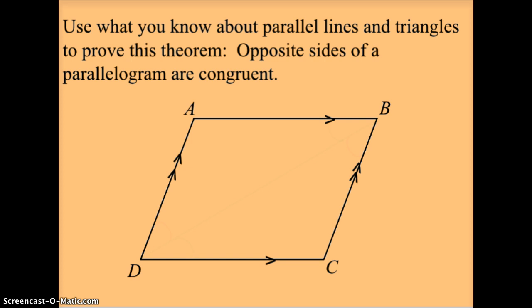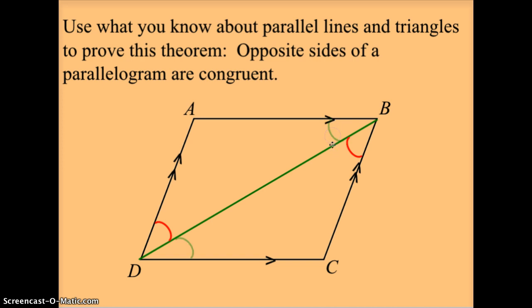If I take the parallelogram and I draw a diagonal, I have now created two triangles. If I can prove them congruent, then I can prove through CPCTC that the opposite sides of the parallelogram are congruent. Well, knowing that I have parallel lines automatically will give me alternate interior angles that are congruent. And that's because AD and BC are parallel to each other. And here's my transversal.